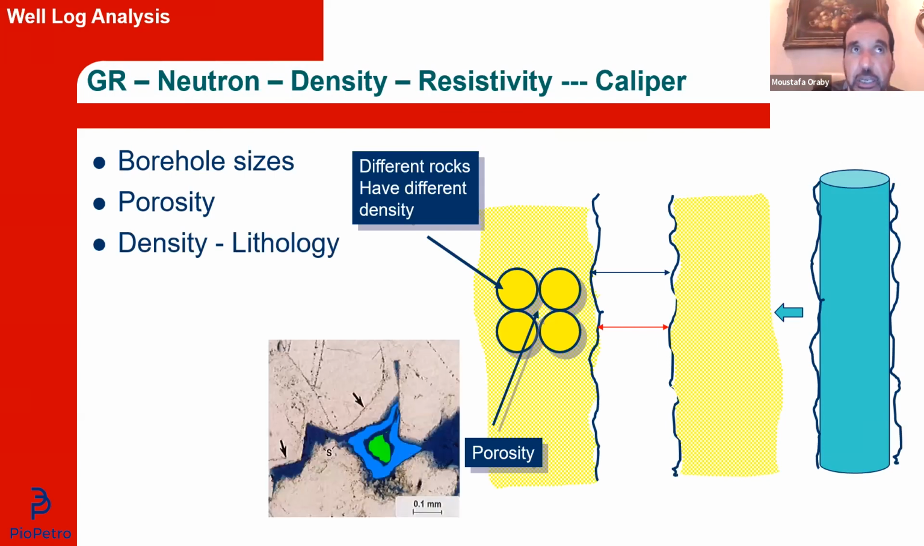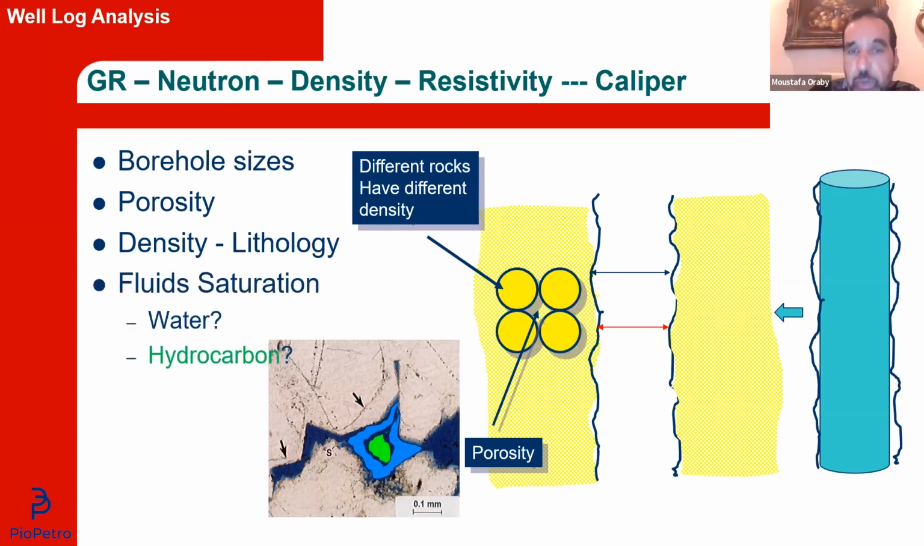This is a very important thing. If we don't have hydrocarbon in the zone, there is no need to do anything. We don't have to complete this zone, so it would be a waste of money. Then we go for the fluid situation, as I said: is it water or is it hydrocarbon?